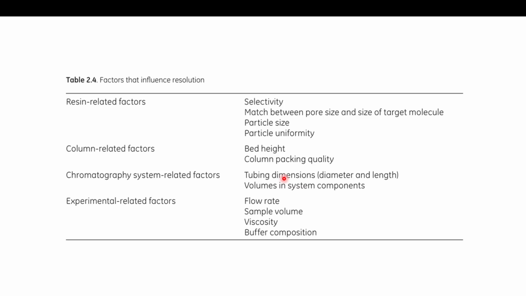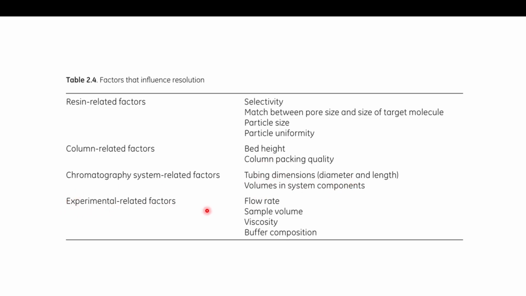I think in the lecture videos you saw the whole FPLC system, right? So there are tubes through which the whole sample things are connected, like your sample valve is connected to your column valve, etc., right? So the tubing dimensions also matter, and the volumes in the system components also matter.